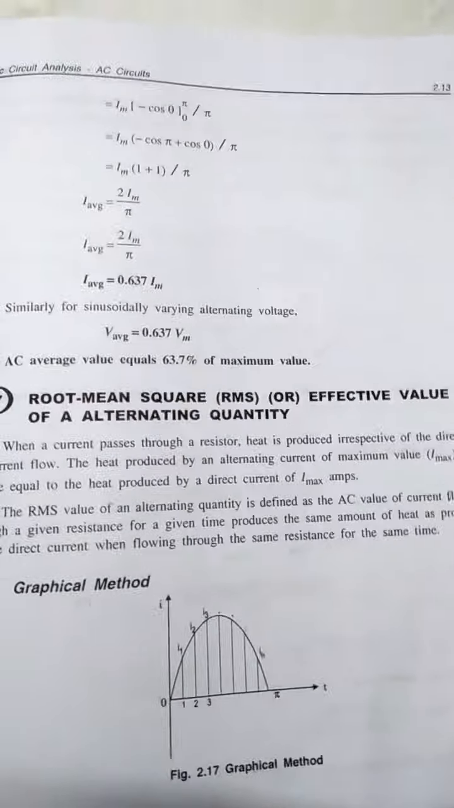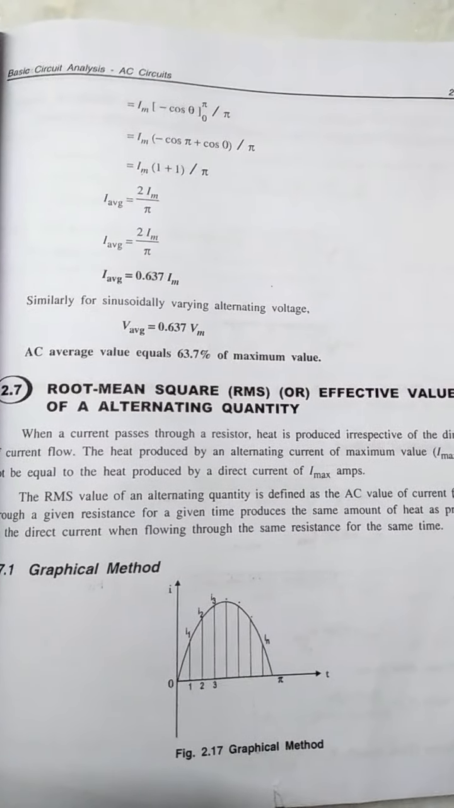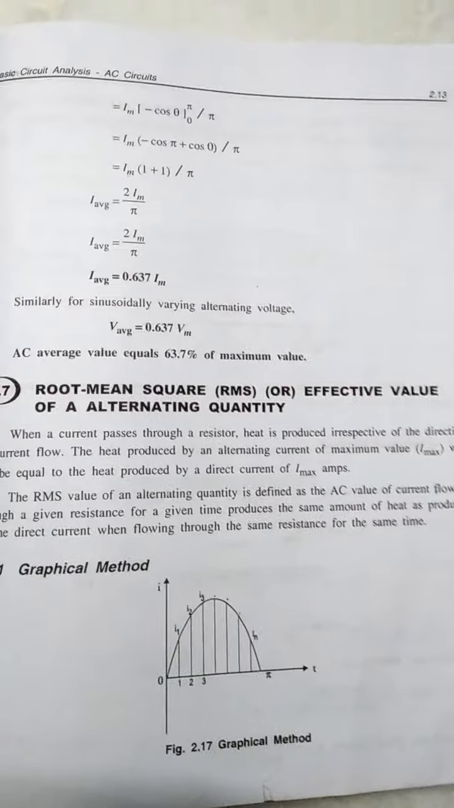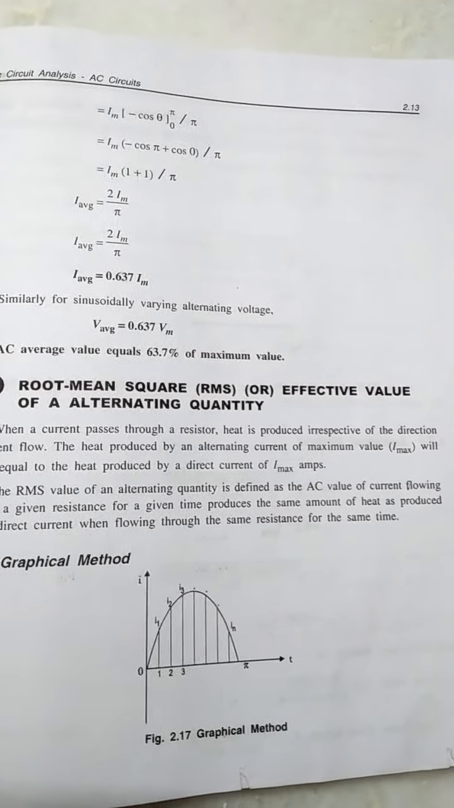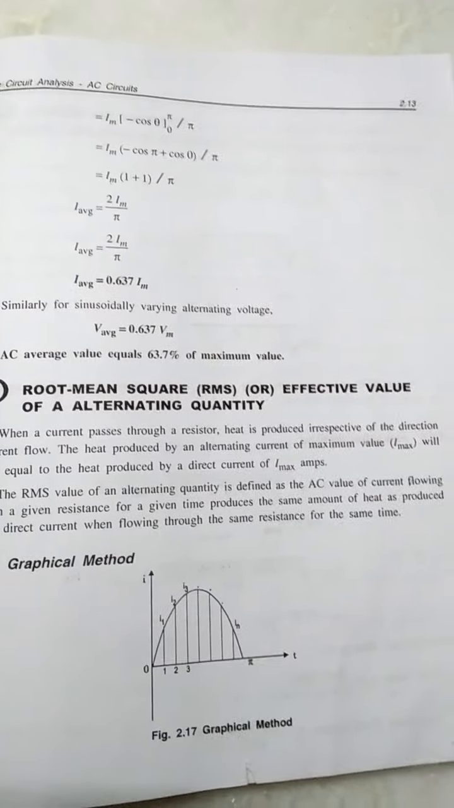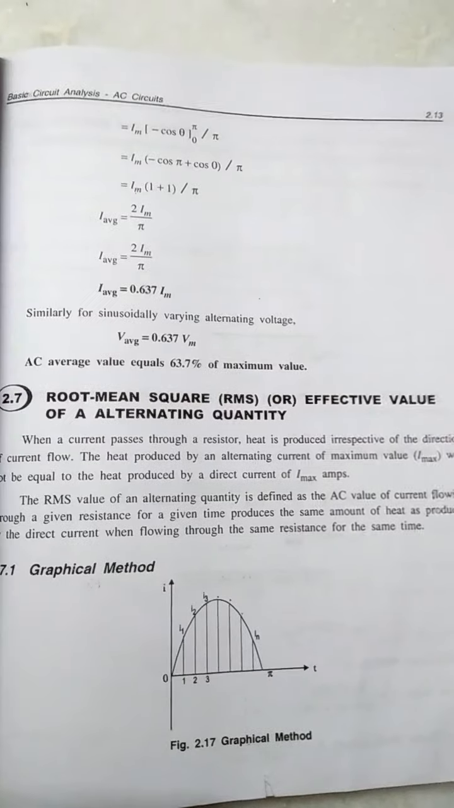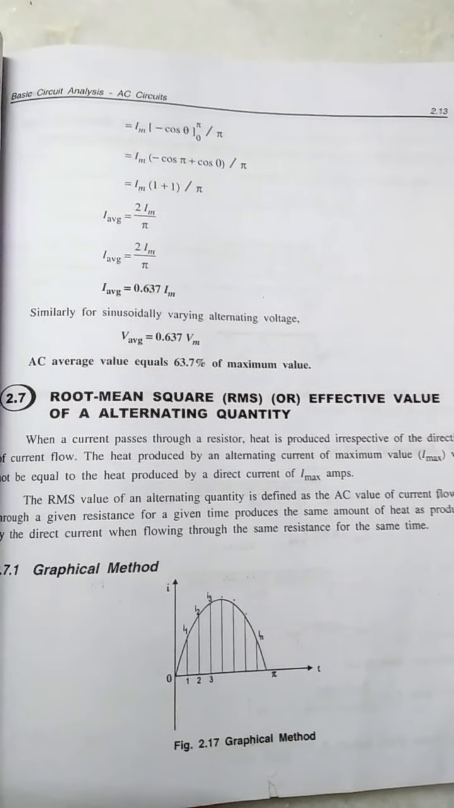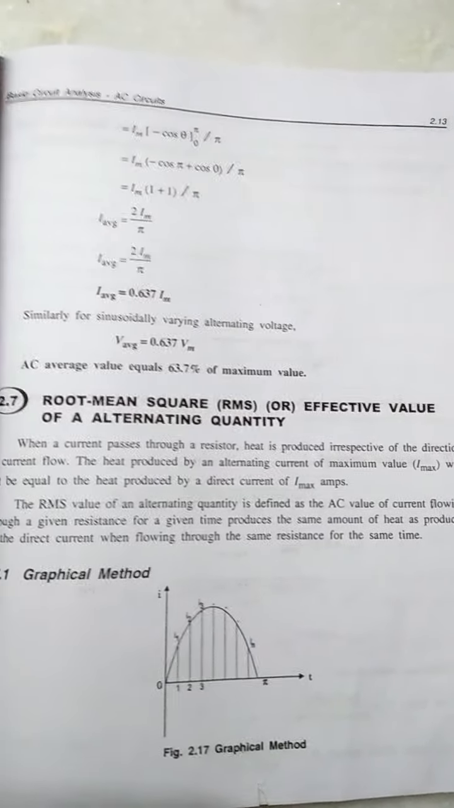Next one is the root mean square or effective value of an alternating quantity. When a current passes through a resistor, heat is produced, irrespective of the direction of the current flow. Heat produced by the alternating current of maximum value will not be equal to the heat produced by a direct current. Therefore, the RMS value of an alternating quantity is defined as the AC value of current flowing through a given resistance for the given period of time, which produces the same heat as that produced by DC current when flowing through the same resistance for the same period of time.